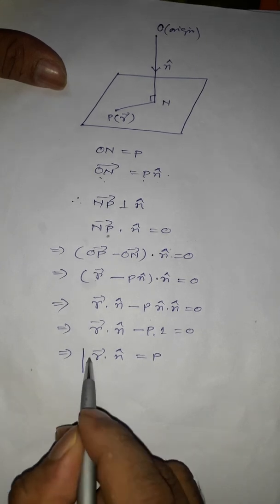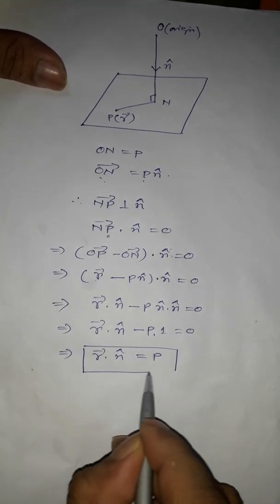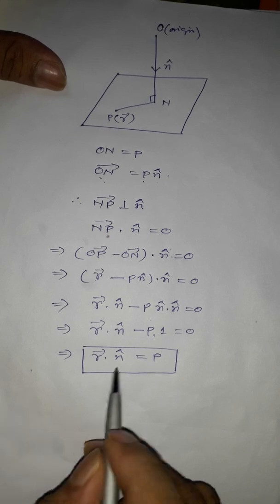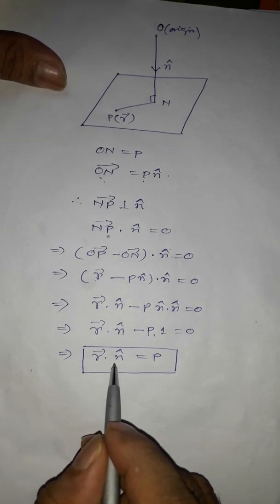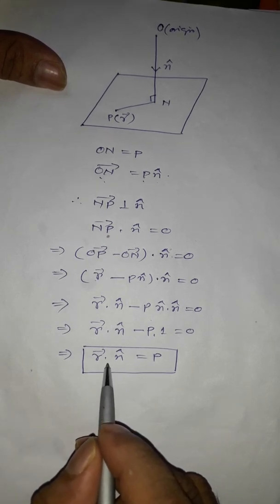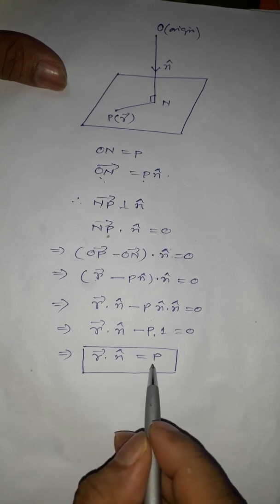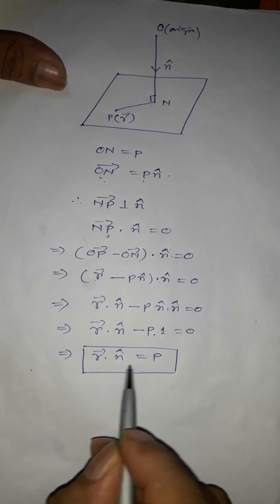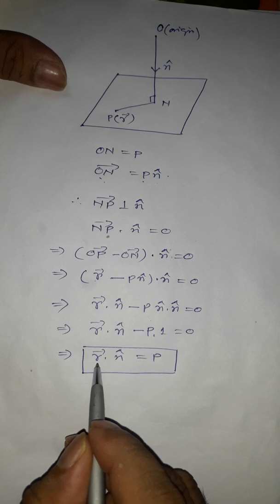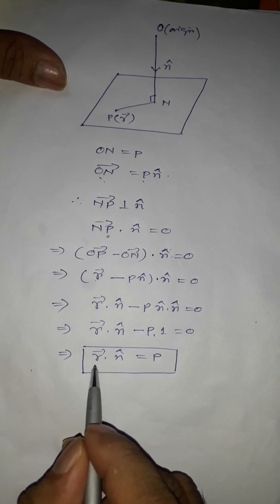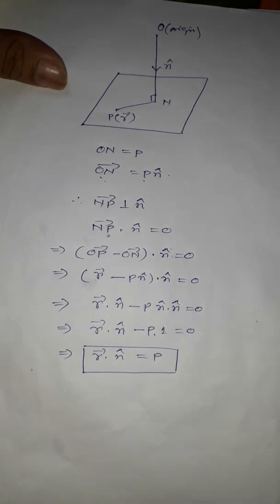So this is the vector equation of the plane, where n cap is a unit vector normal to the plane directed from the origin, p is the length of the perpendicular from the origin to the plane, and r is the position vector of any point P on the plane. So this is the vector equation. Okay. Next equation.